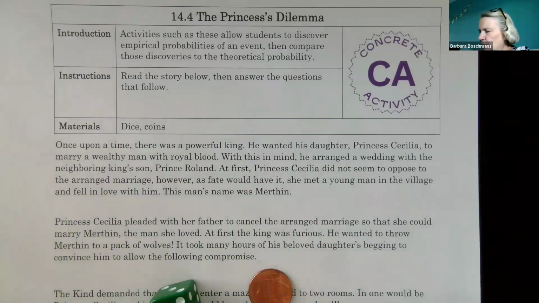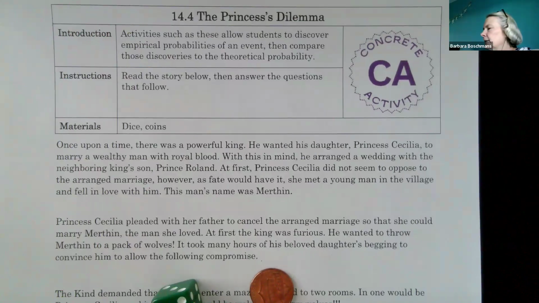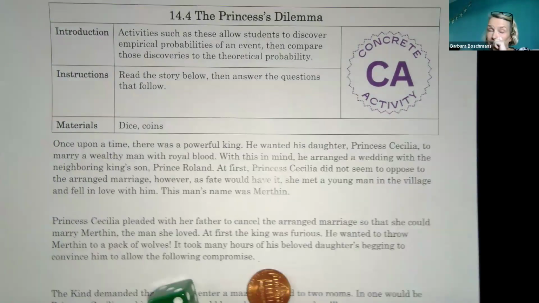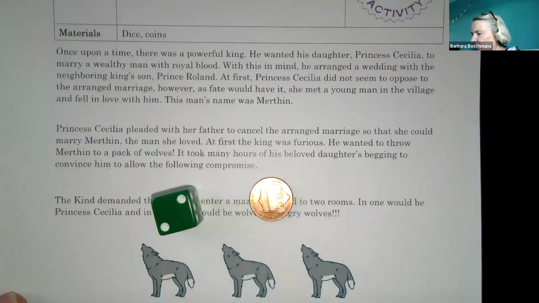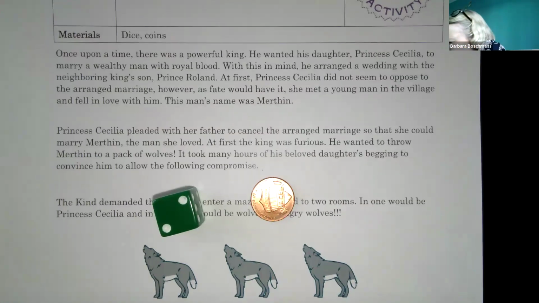Activity 14.4 is the princess's dilemma. This is going to be an example of a simulation that we're going to do based on this story. Once upon a time, there was a powerful king who wanted his daughter, Princess Cecilia, to marry a wealthy man with royal blood. With this in mind, he arranged a wedding with the neighboring king's son, Prince Roland.